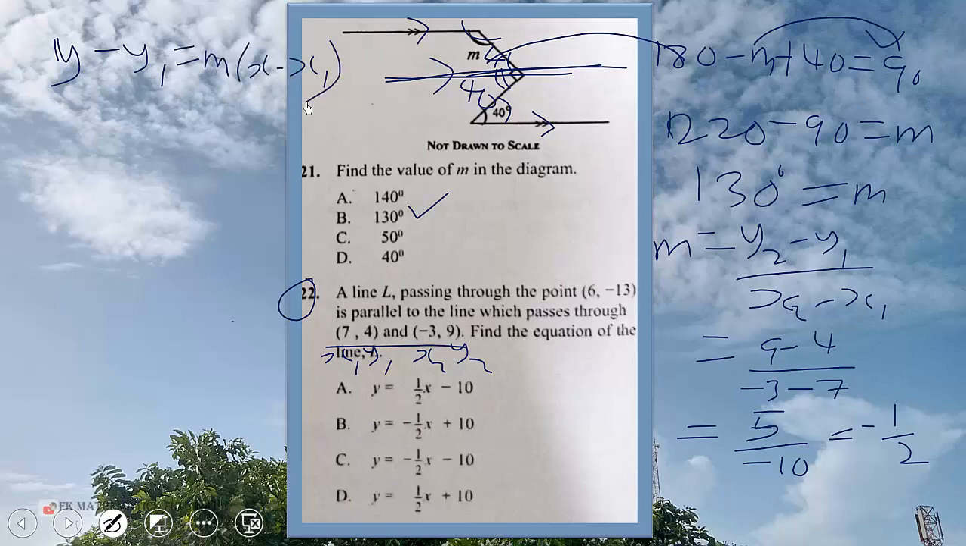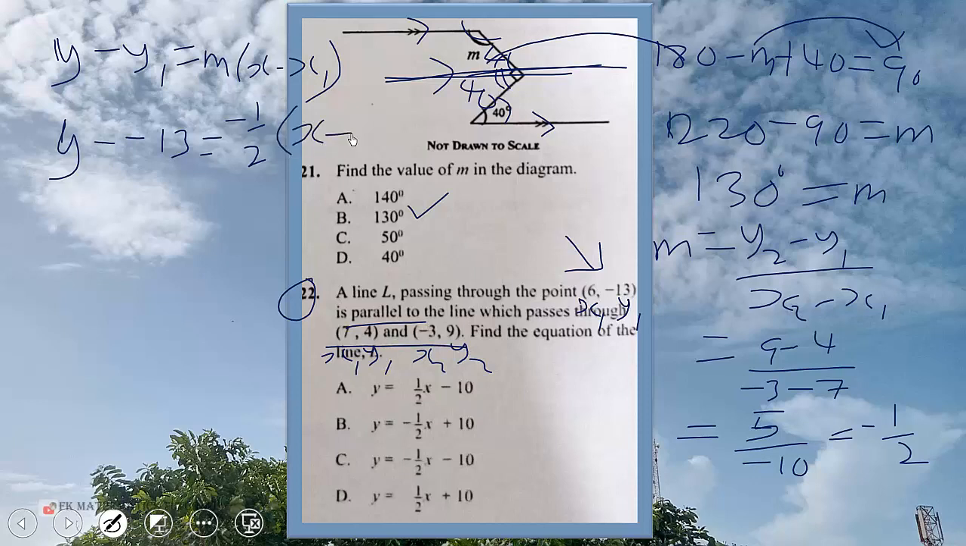So this time we are passing through the point (6, -13). So our x1 is 6 and our y1 is -13. So let's come here. We have y minus -13 is equal to m, which is -1/2, because the line is parallel to that line which passes through it. So they have the same gradient.